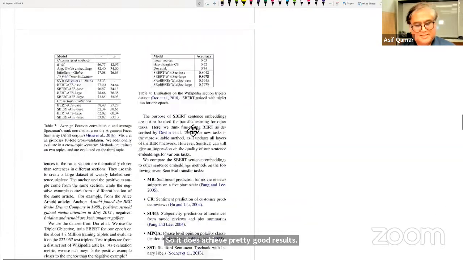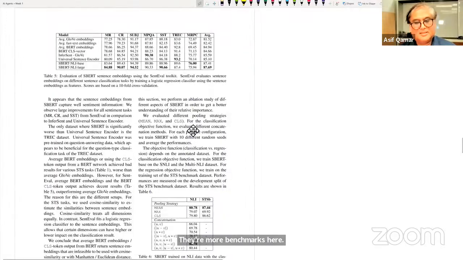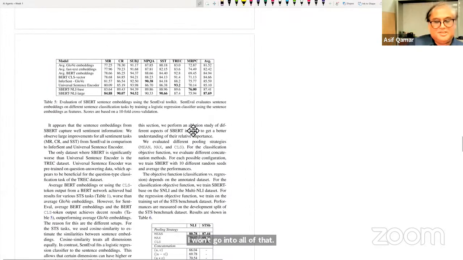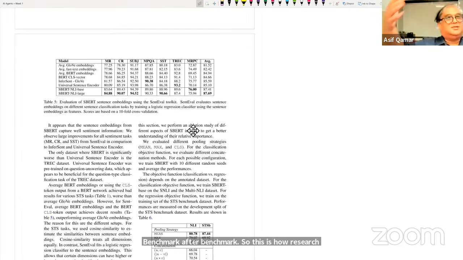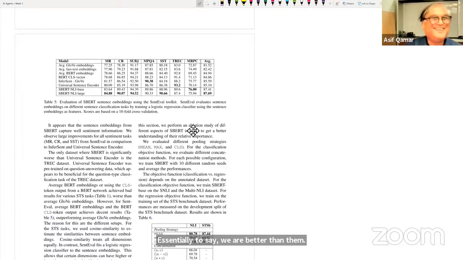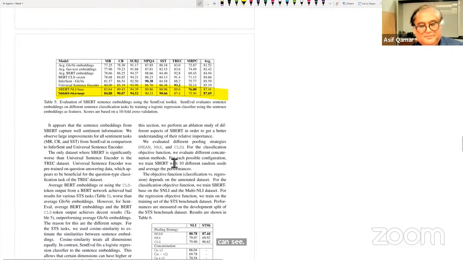There are more benchmarks here. I won't go into all of that, but suffice it to say, benchmark after benchmark. So this is how research papers are written. They contain an introduction. They mention other people's work, prior work, essentially to say we are better than them, eventually. No, I'm kidding. But to put the context and background, and then you show your method, and then you prove that your method worked. So this is proving the method works. These are all the papers. And as you can see, you can take any benchmark and you can see it's doing well. Would you agree? It's doing very well.